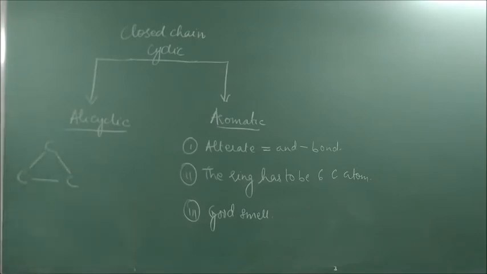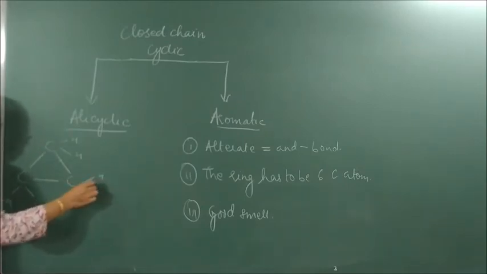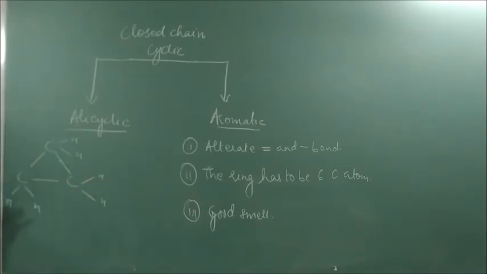Now how many bonds does this carbon have? 2. How many more can it have? 2 more. So substitute it with H. This carbon also has 2 bonds, so substitute this with H. This carbon also has 2, so substitute this with H.